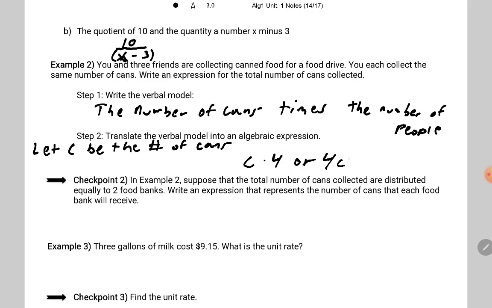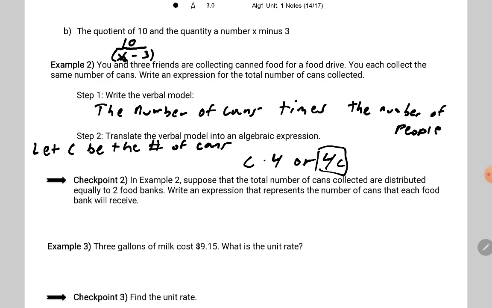So if we knew how many cans one of you collected, because you all collected the same amount, you can figure out the total by multiplying by 4. Or you could each count every single can, which could be a very long time if each of you collected 115 cans. Alright, so this is our answer here for C, or C times 4.